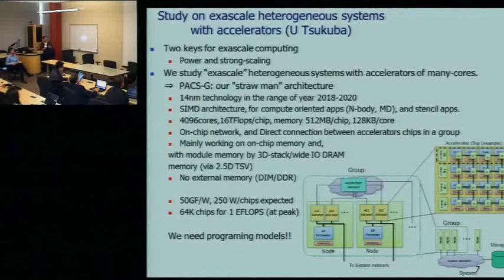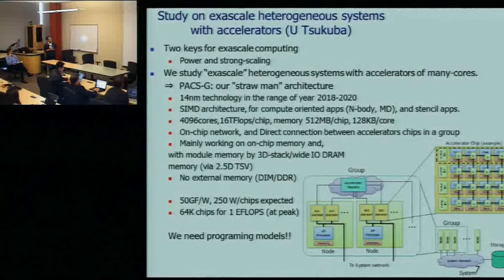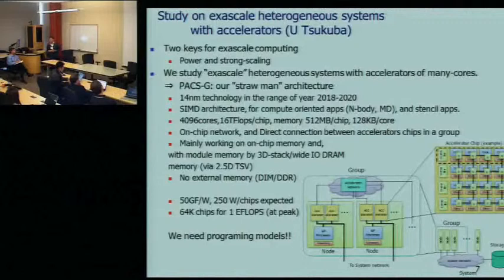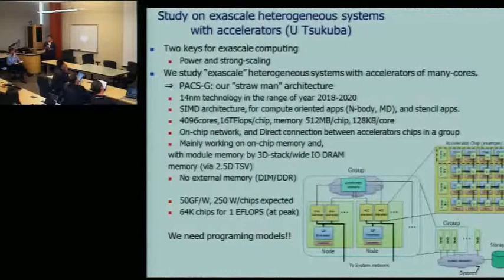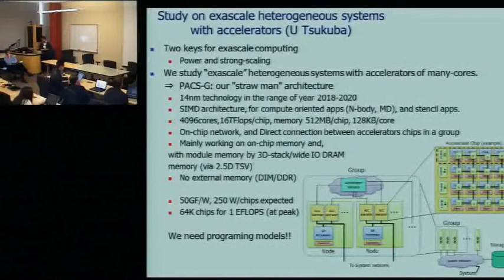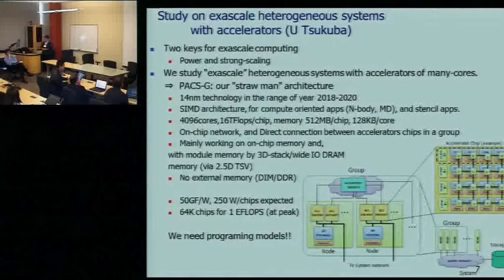So this is the description of our architecture. The point is that the system has many processors. The chip will include 4,000 cores, but it's controlled by SIMD, and each core has its own local memory system on chip, and almost all of the computation is done on the local memory system. I think this kind of simplicity, or exploiting locality, is one of the key points for a low power system for the exascale.